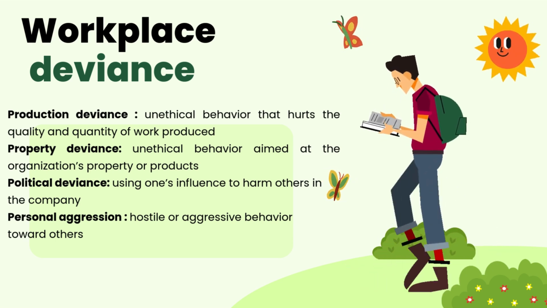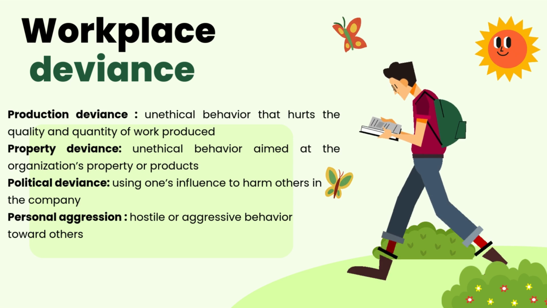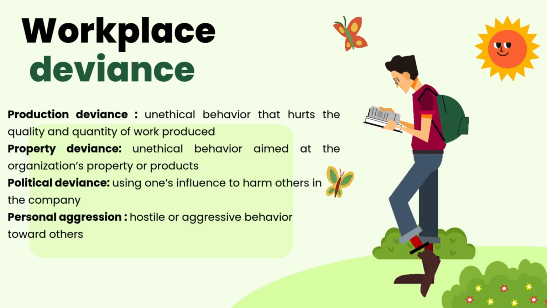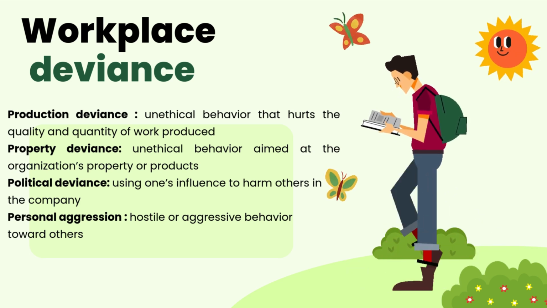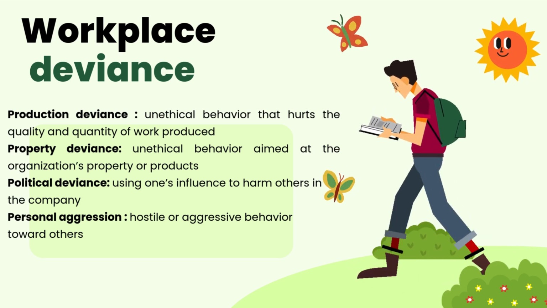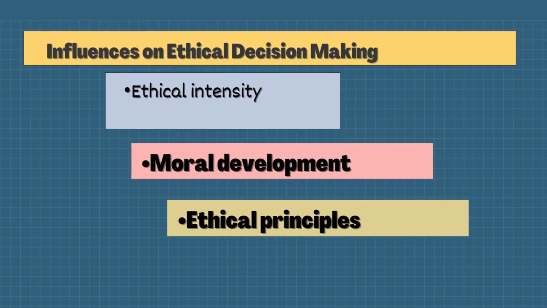Personal aggression. This refers to hostile or aggressive behavior towards others, for instance, bullying, harassment, or verbal abuse in the workplace. There are critical influences on the ethical decision-making process that are ethical intensity, moral development, and ethical principles. Let's understand these three influences on ethical decision-making.